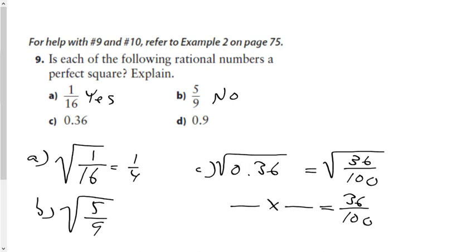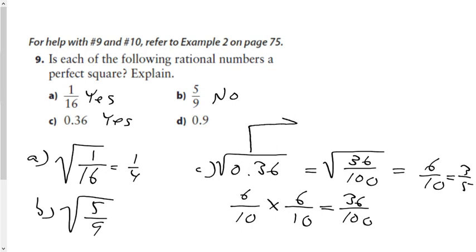Is there a fraction that multiplies by itself to get you 36 hundredths? And is the answer yes or no? It is yes. My numerator is 6. My denominator is 10, so therefore it's a yes. And I could say the square root of 36 hundredths is 6/10, or if I want to reduce it down to lowest terms, 3/5. Or if I want to keep it in decimal form, I could also say the square root of 0.36 is 0.6.